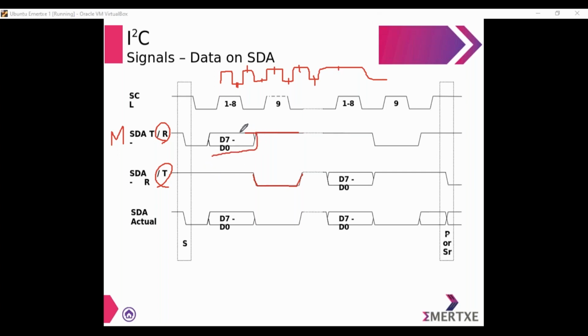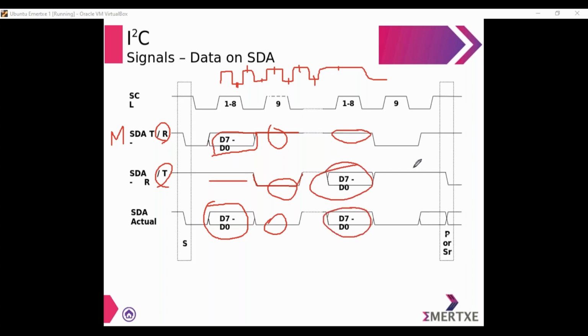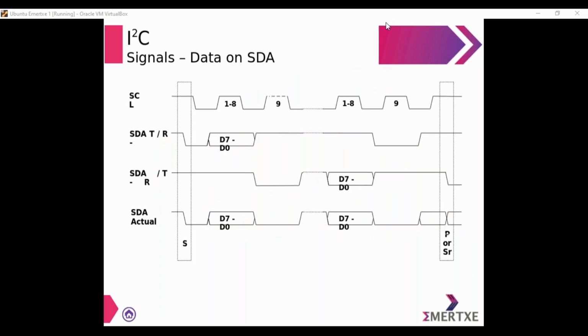Here you can see anything AND with 1 remains the same, because 0 AND 1 is 0, and 1 AND 1 is 1. So whatever bit you AND with 1 remains the same. Whatever bit you AND with 0 turns out to be 0. And at the end, what you see is a stop bit if you want to stop the communication, or a repeat start if you want to continue the communication. So this is what you see at the end of the data line.